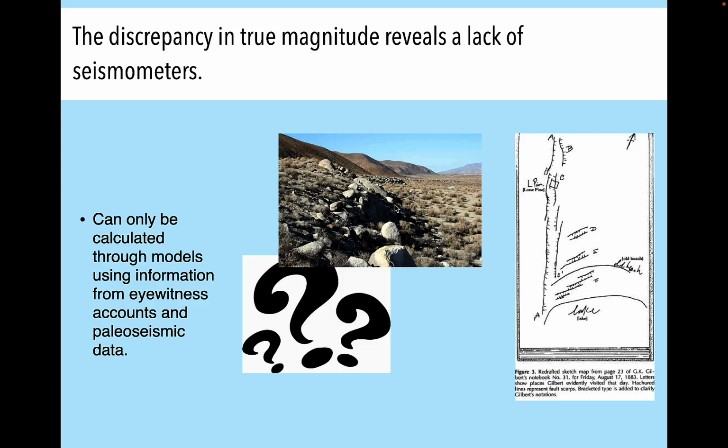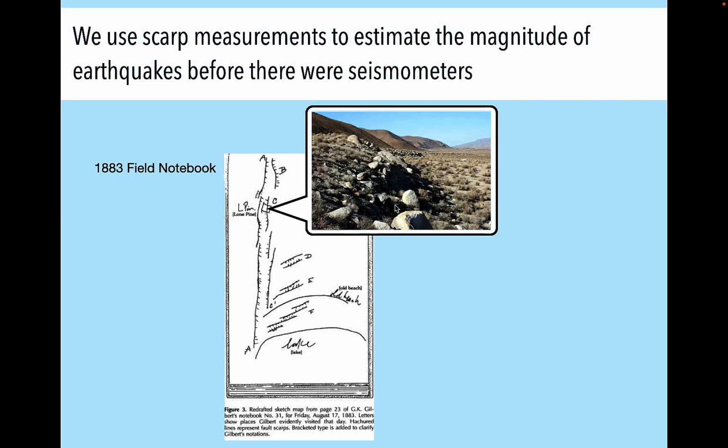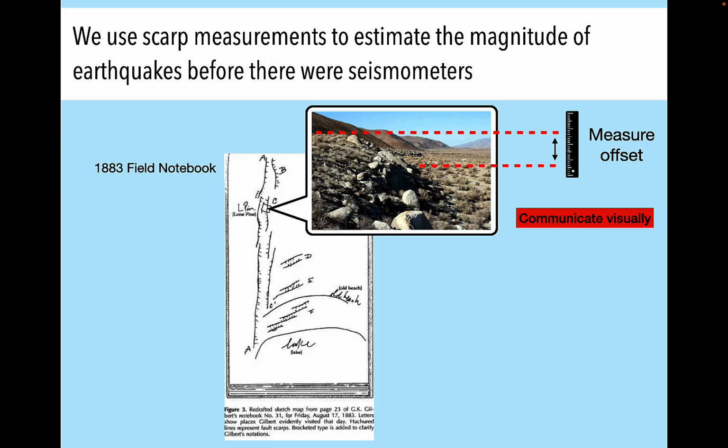And so we can move them around a little bit. And when we do that, I think we can also rephrase their sentence headline a little bit. We use scarp measurements to estimate the magnitude of earthquakes before there were seismometers. And so here we have this 1883 field notebook, and we are zooming in on one picture. And that zoom-in box allows us to show how these pictures relate to one another. If we're thinking about how we can communicate visually, we might want to go ahead and add in some diagrams here to indicate that we're measuring the offset. A ruler helps cue that measurement idea.